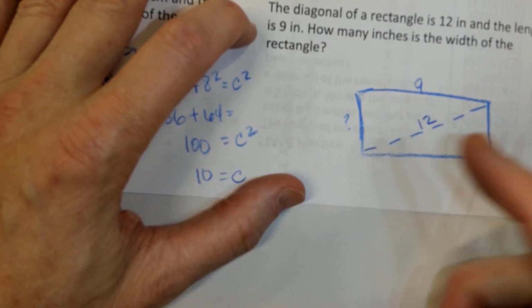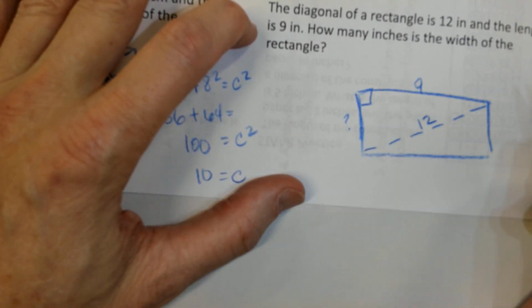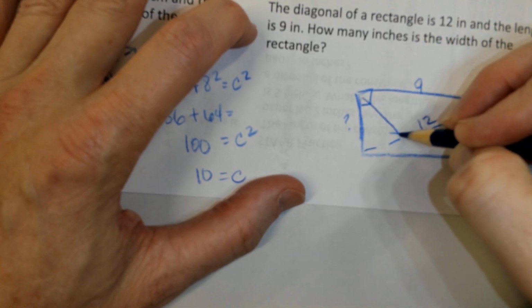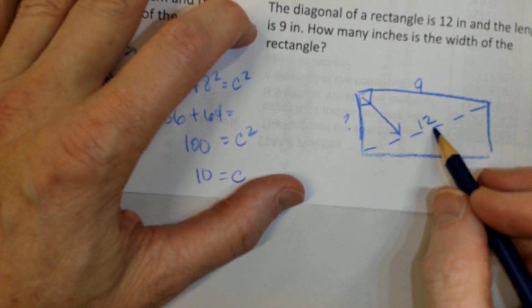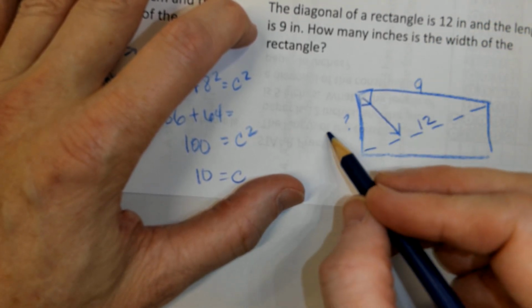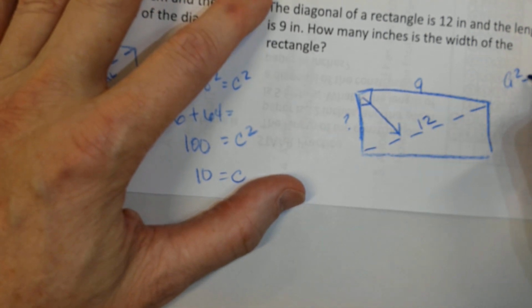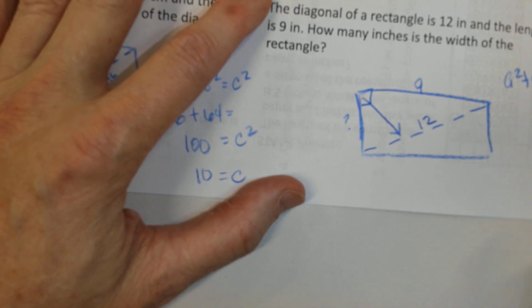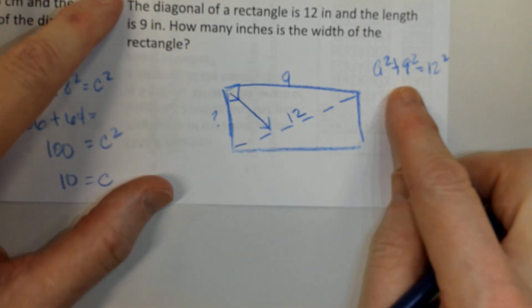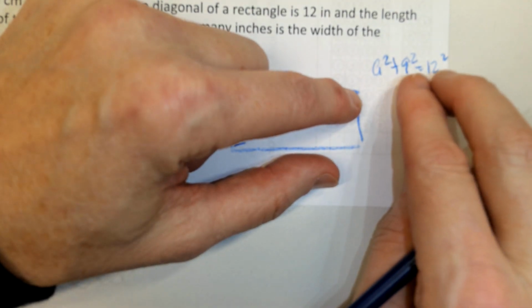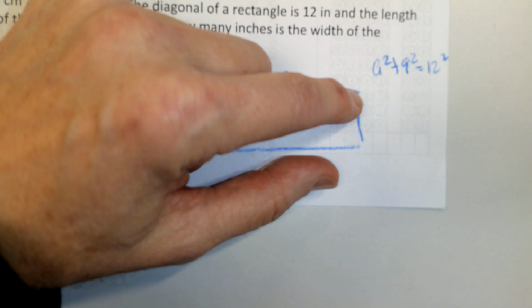Can I use Pythagorean theorem? Yes, because I've got a right triangle built inside. I draw an arrow across. Now I've got C equals 12, B equals 9, and A is I don't know. So I'm going to use my formula, A squared plus 9 squared equals 12 squared. And instead of adding 9 squared and 12 squared, what am I going to do? I'm going to subtract them.